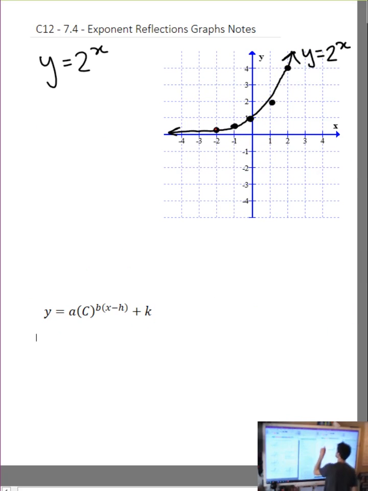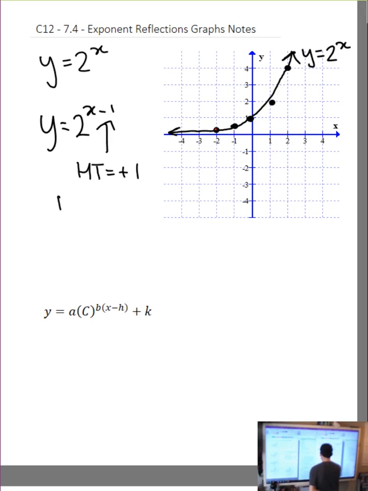All right, let's see another transformation. So let's do y equals 2 to the x minus 1. Now notice the number is in the exponent. And if it's in the exponent, well, that is a horizontal translation. Remember, we do the opposite of what you see attached to the x. So that's a horizontal translation of +1, which means that that's right 1, and we're simply adding 1 to all the x values.